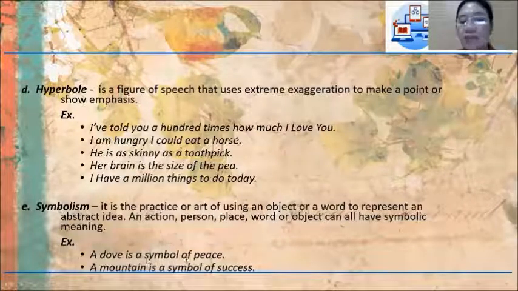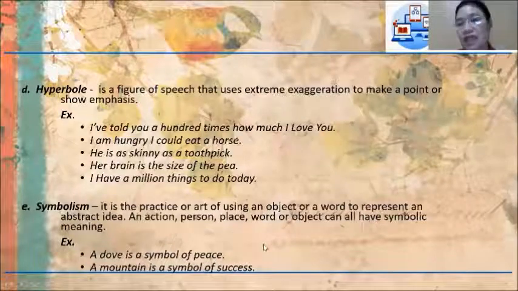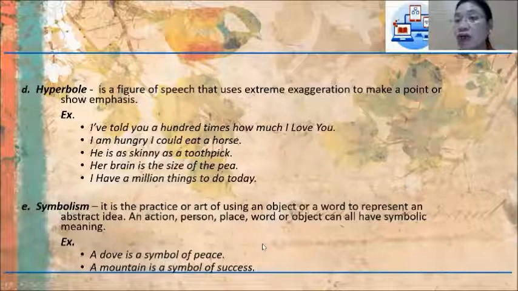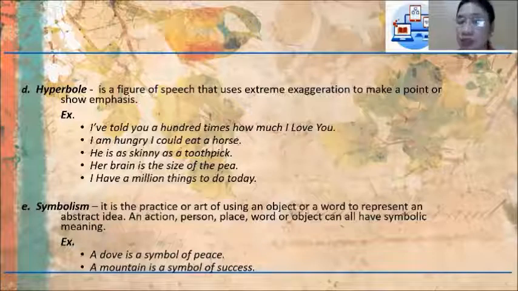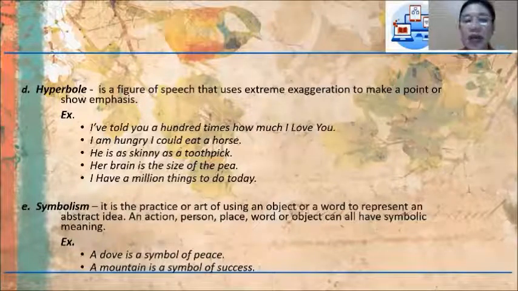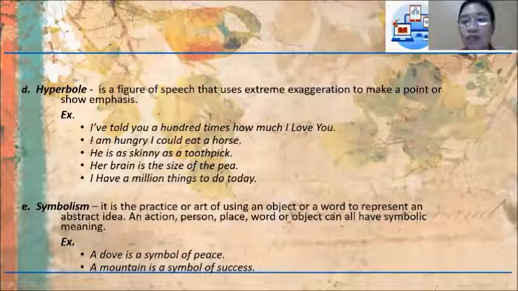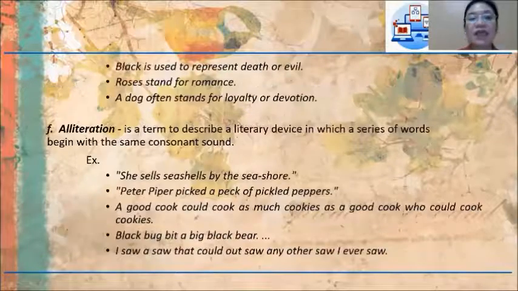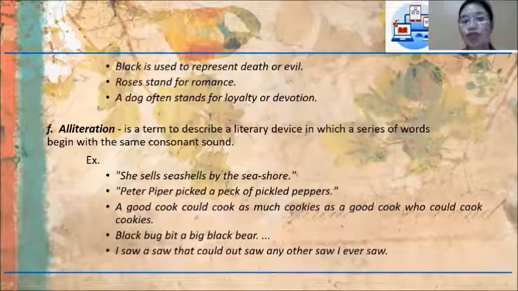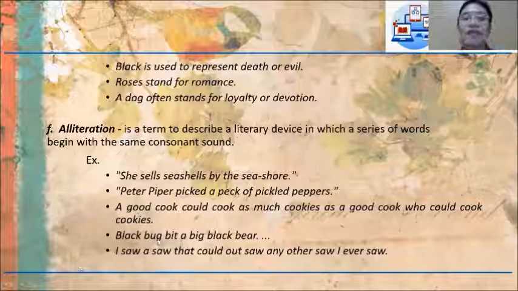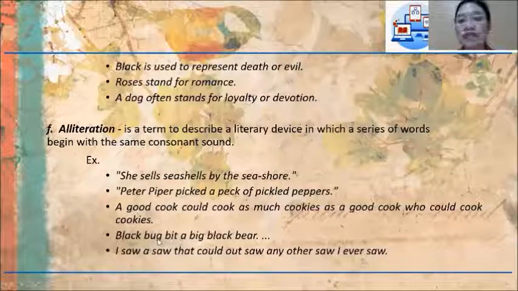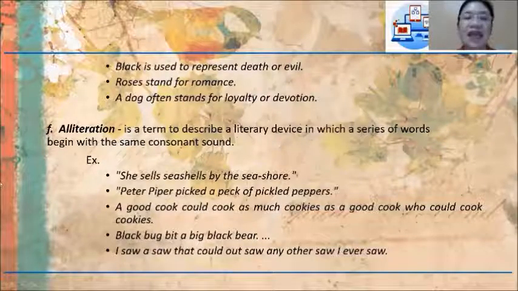A dove is a symbol of peace, maybe because of the white color of the dove. A mountain is a symbol of success. And then black is used to represent death or evil. And then roses stand for romance. And then a dog often stands for loyalty and devotion.